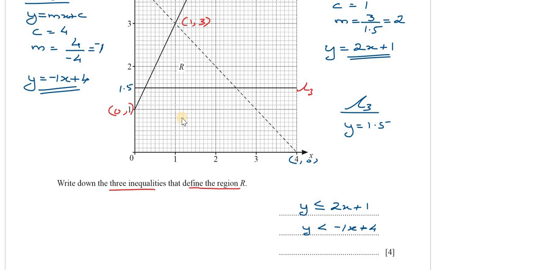Next the L3 line: y is equal to 1.5. Now I am going to put the inequality based on the region. For the L3 line, the region is above this line, so it will be greater. And this is a straight line, so it is greater than or equal to. Since it is a straight line, equal is also coming there. So the three inequalities they are asking, we got it: y less than or equal to 2x plus 1, y less than minus x plus 4, and y greater than or equal to 1.5. I hope you understood.